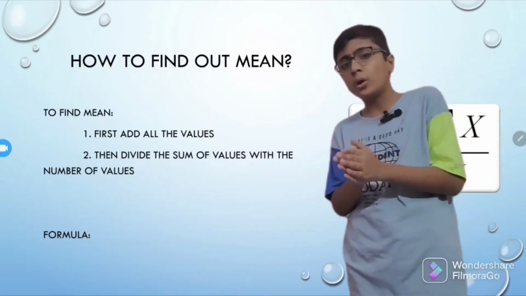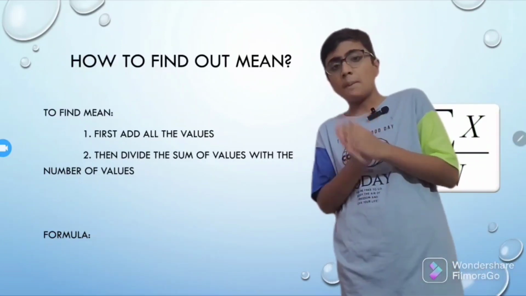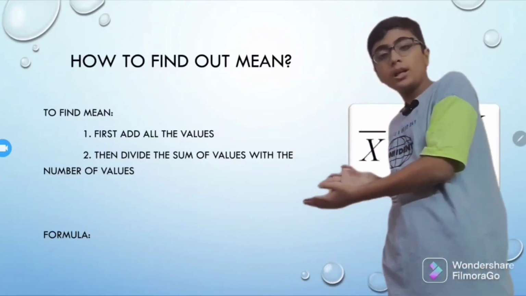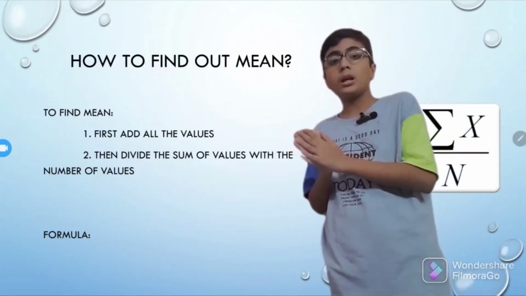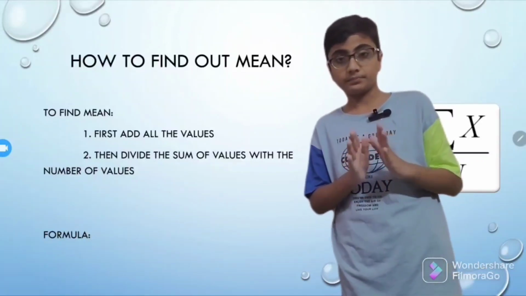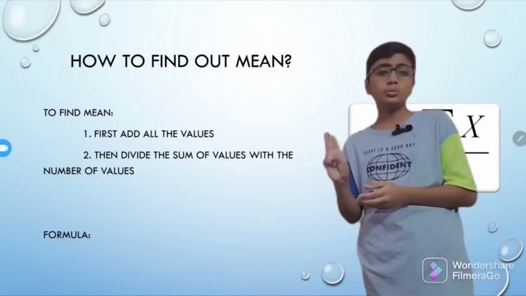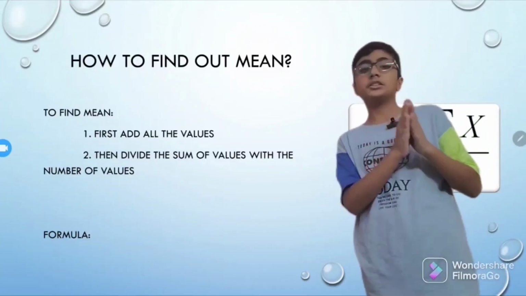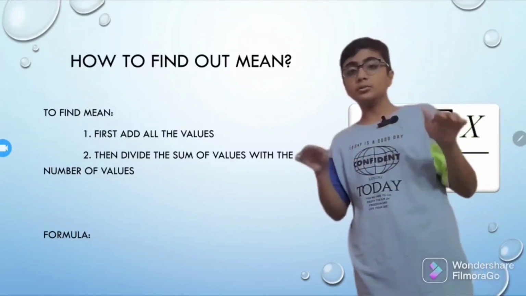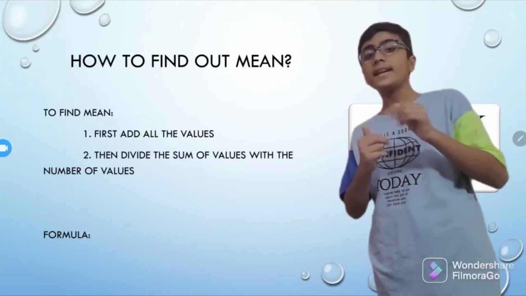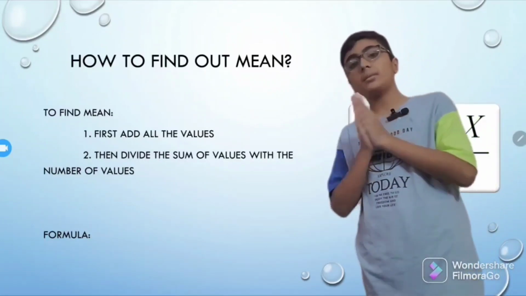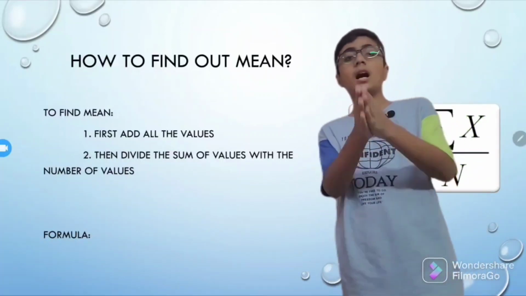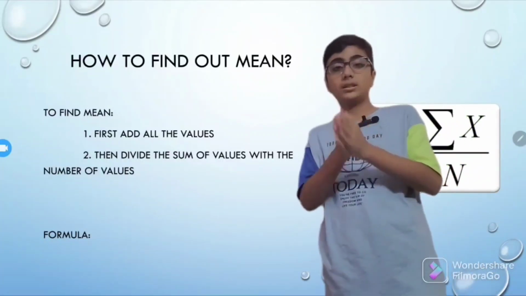Now, we know what mean is, but how can we find it? The given formula is the specific formula to find the mean. There are basically two steps. The first is to find the sum of all of the values in the given data. The next step is to divide the sum of the values by the number of the values. The answer would be the mean.